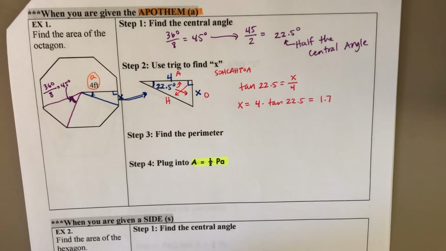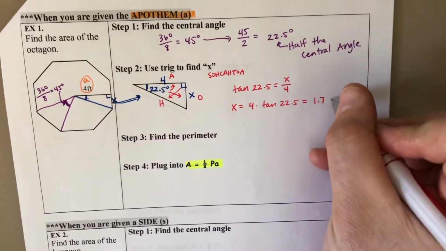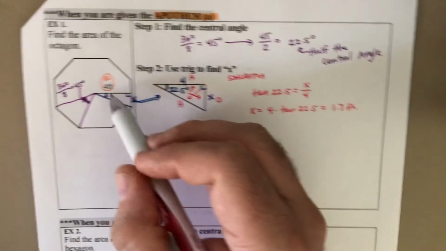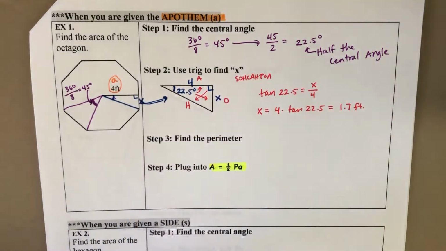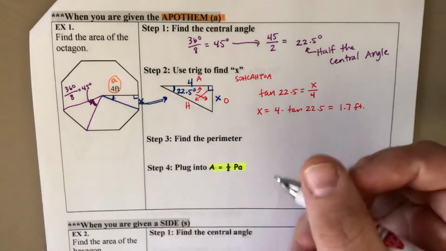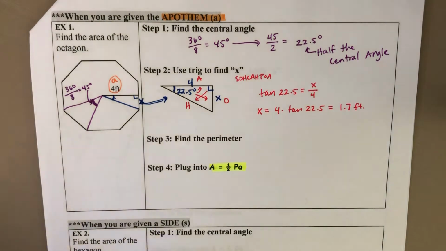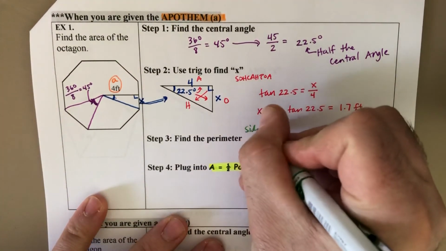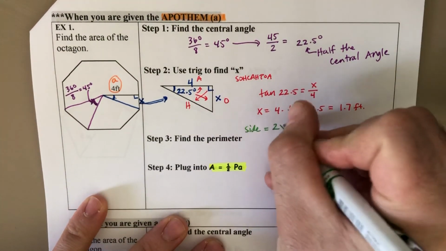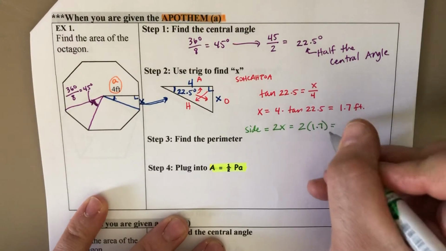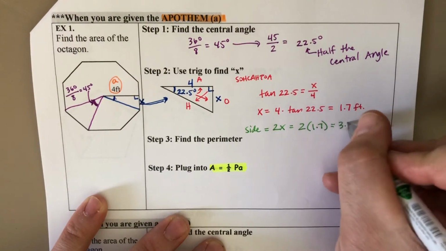Okay. That's going to be feet. It is a length, right? Because we're dealing with feet, it looks like, from the 4 feet given as the apothem. But again, that's x. X is half of the side. So the whole side is going to be 2 of those x's. So 2 times 1.7 is 3.4 feet.